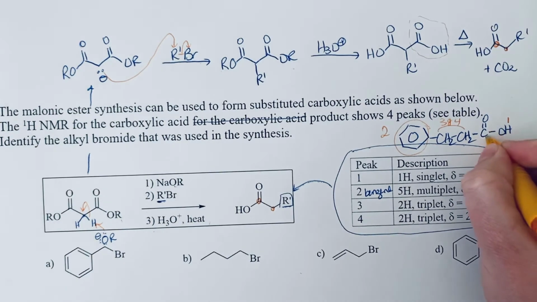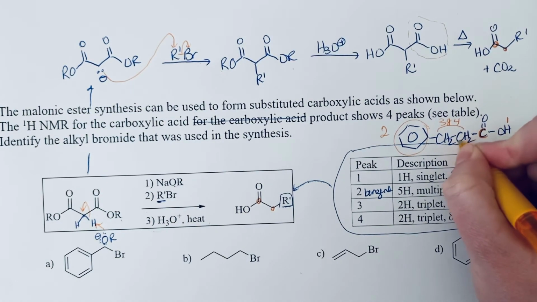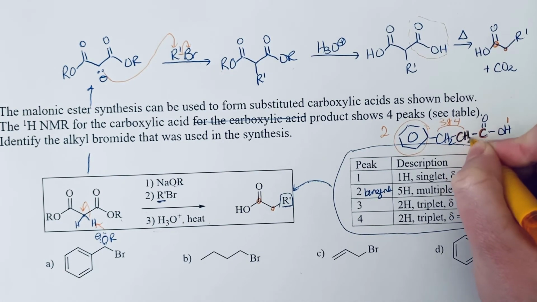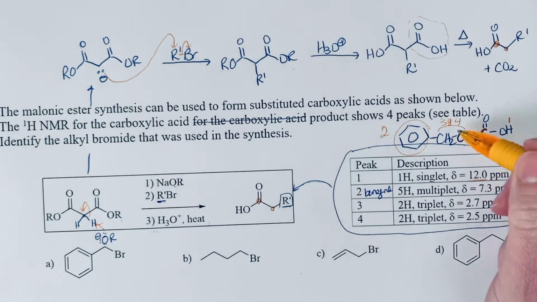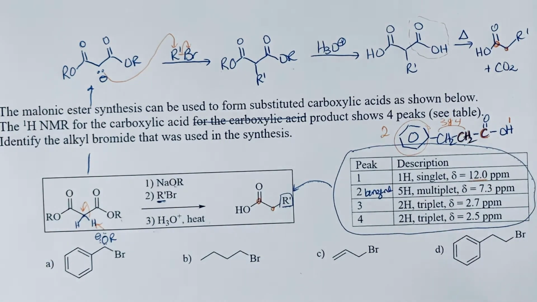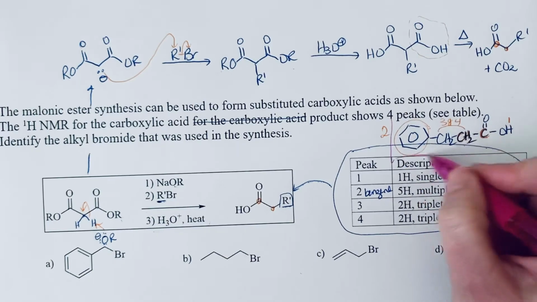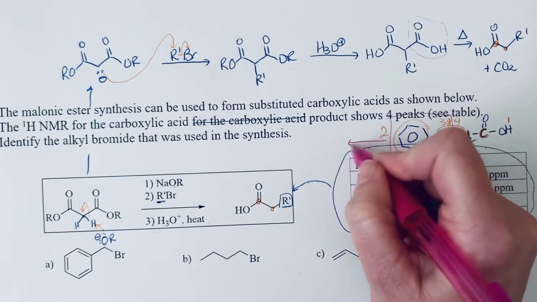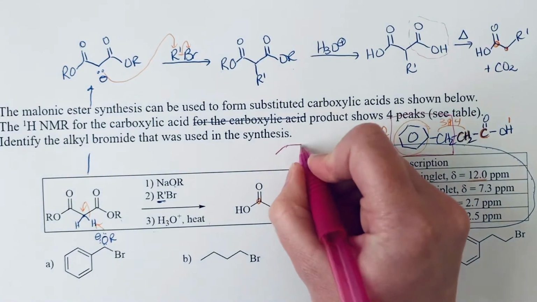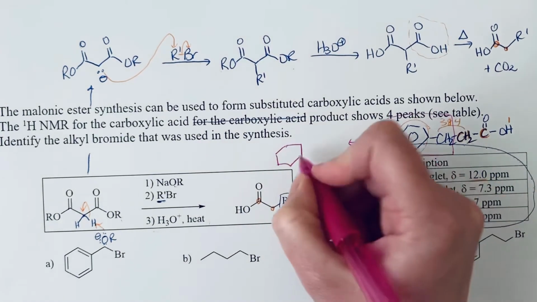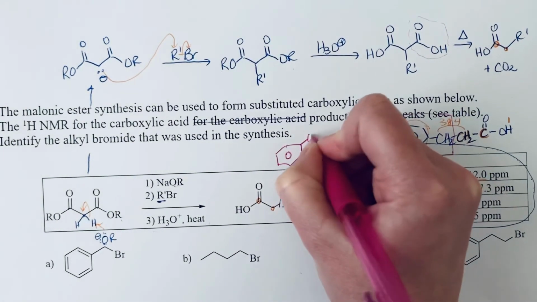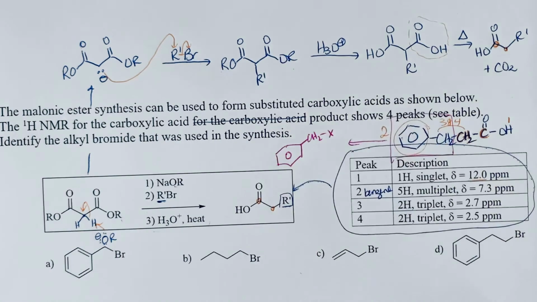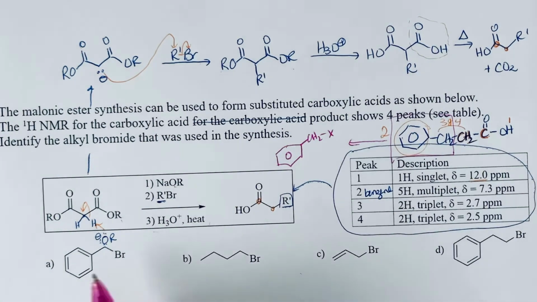So if we look at what we have over here, this carbon and this one come from the starting material. That means that this other piece here must be coming from your alkyl halide. So your alkyl halide has to have this benzene ring, the CH2, and then a halogen, which is a bromine in this case. And so this matches A.